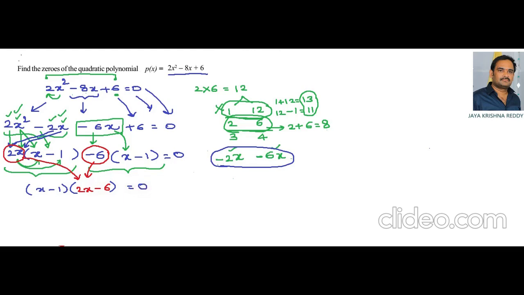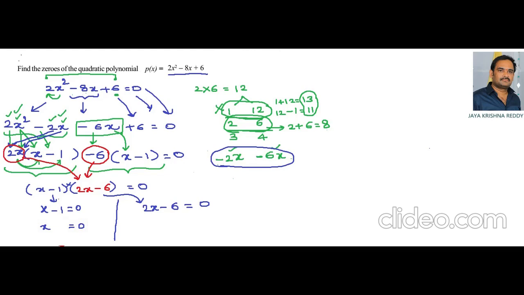Now this is x minus 1 into 2x minus 6. The product of these two terms is 0, which means either x minus 1, the first term, should be equal to 0, or the second term, 2x minus 6, should be equal to 0. So here, to find the value of x, equate each to 0.